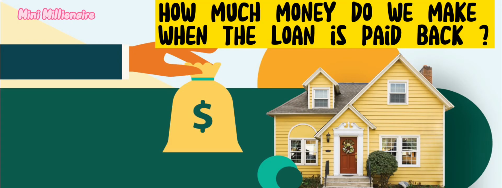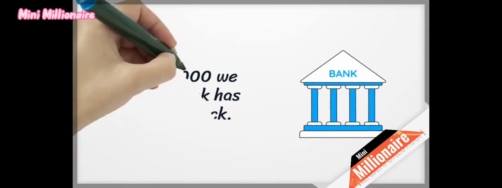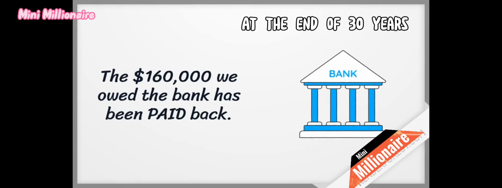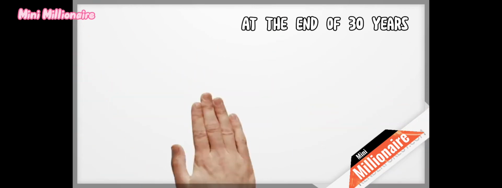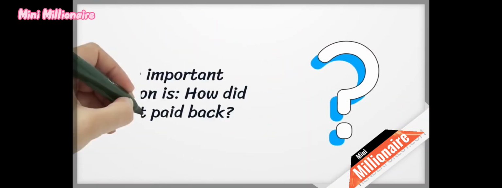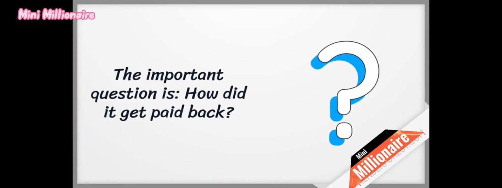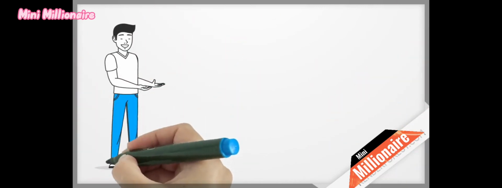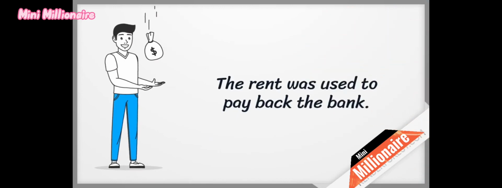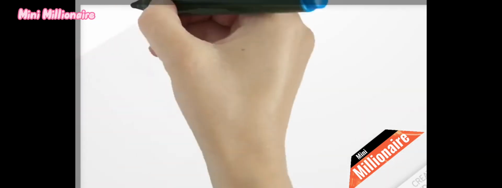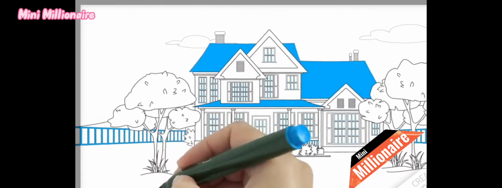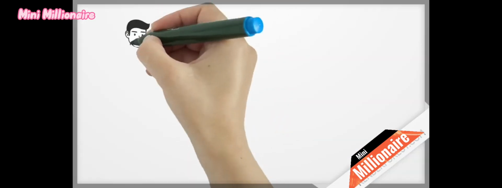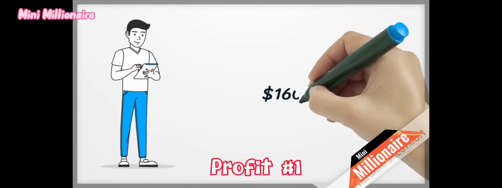So let's see how investing in rental homes actually makes a lot of money in the long term. Money we owed the bank, $160,000, is paid back. The important question is, how did you get it paid back? The person who lived in our house for rent paid it back, because we are actually paying the bank with the rent we collect from them. So we now own the house to ourselves. That's $160,000 of profit.